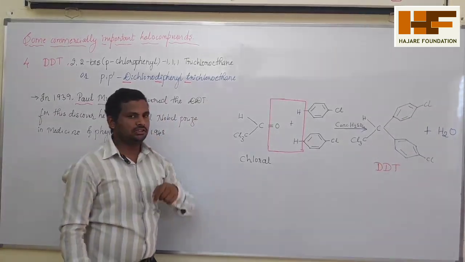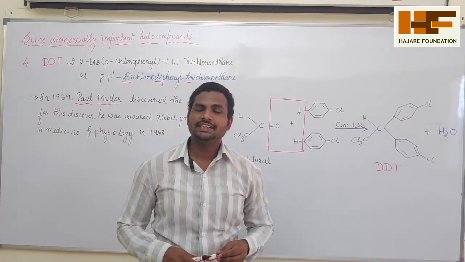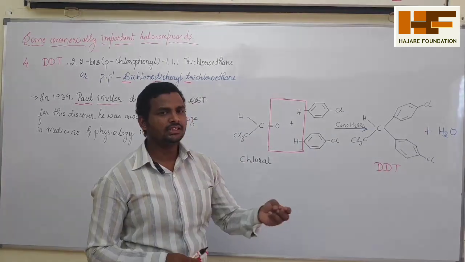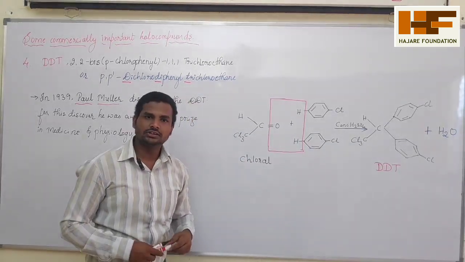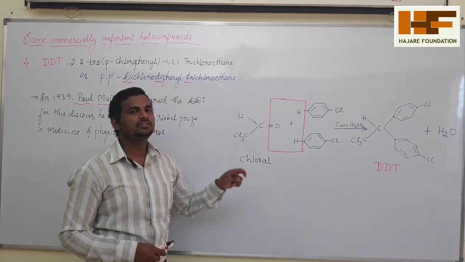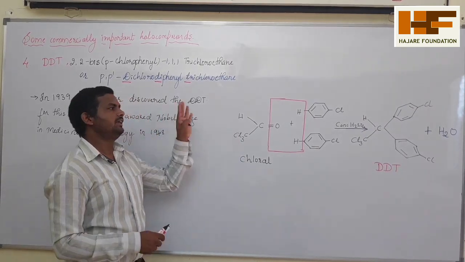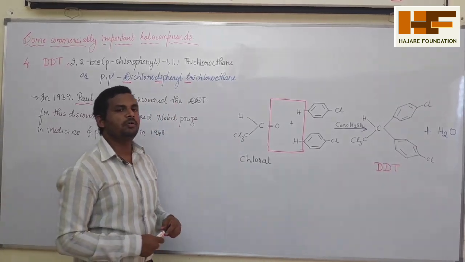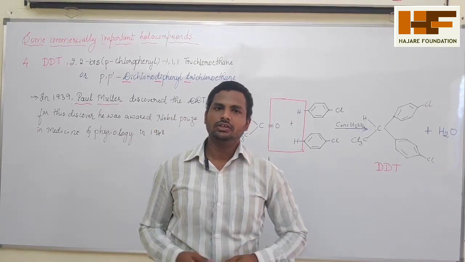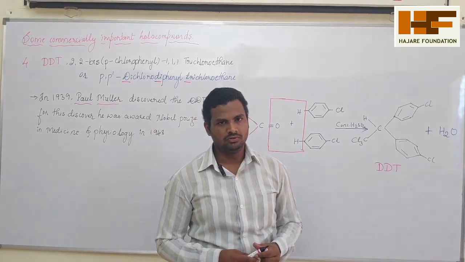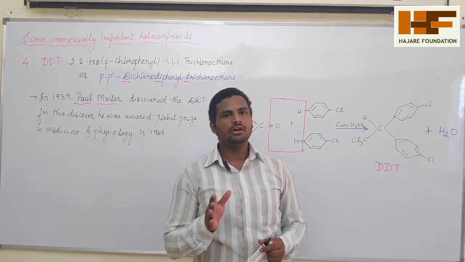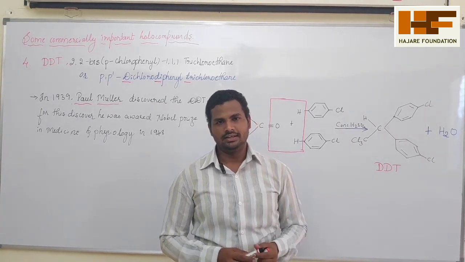The use of this one is as an insecticide, that is, killing mosquitoes and insects. This is one of the good uses of DDT. These are the compounds that have some uses among the halo compounds. So this completes halo alkanes and halo arenes. Thank you.